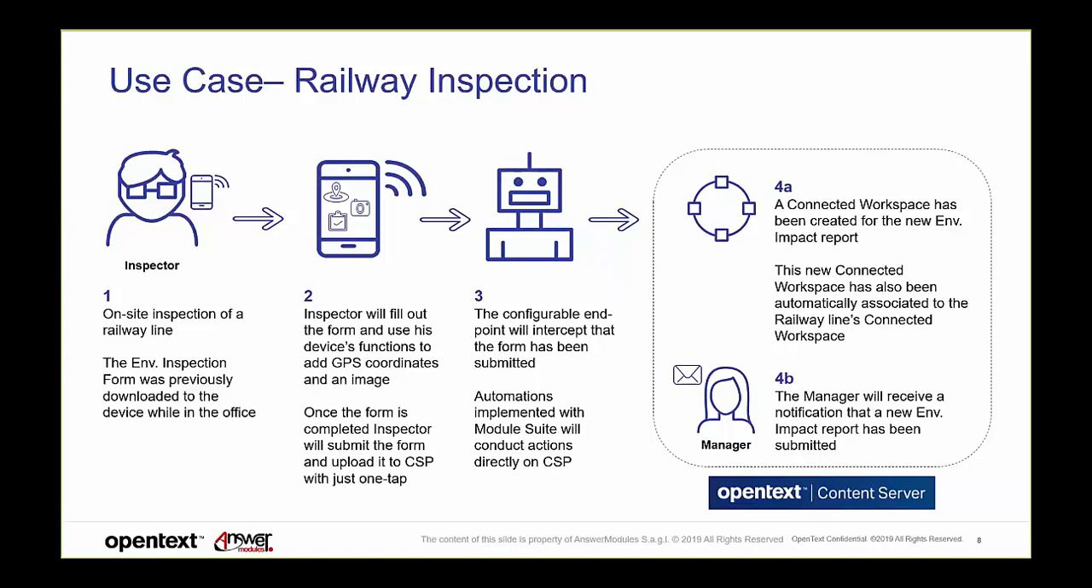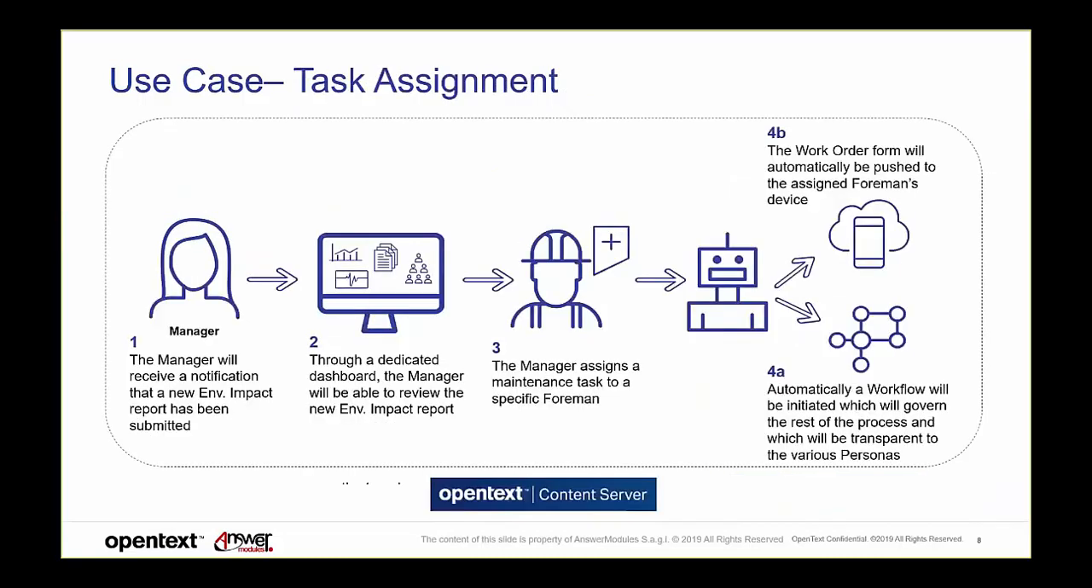And again, in parallel, the automation that's happening is that the manager will receive a notification that a new report has come in, and so she'll need to go ahead and look at that and manage it accordingly. So this is the first use case, and again, this is all happening in the field. Now, the second use case is happening back in the office, and it's now up to the manager to review that report and actually assign someone to clean up that oil spill.